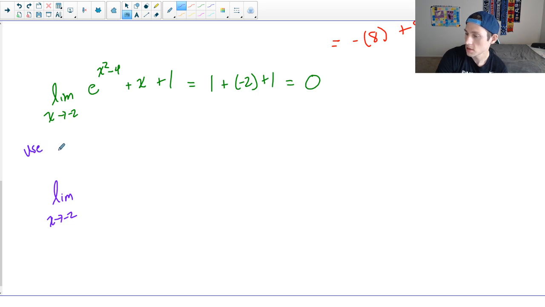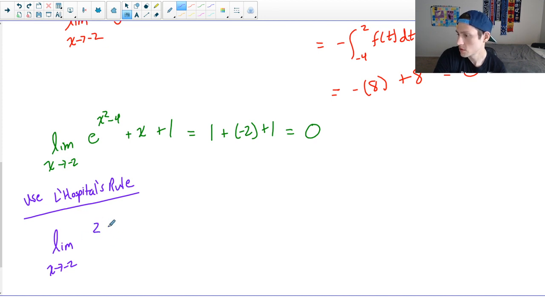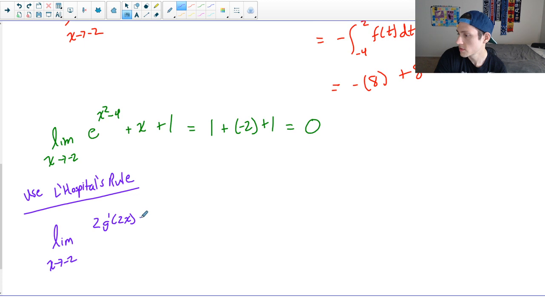So let me put a little note to myself. Use L'Hopital's rule. So the derivative of the numerator. The derivative of g is g prime. But then I would have chain rule because the inside is 2x. So 2 times g prime of 2x. And then minus 4x, so the derivative would just be minus 4. Remember, this 2 comes from using the chain rule.